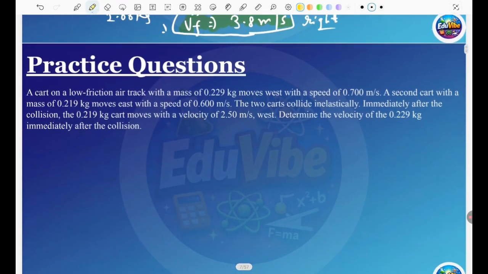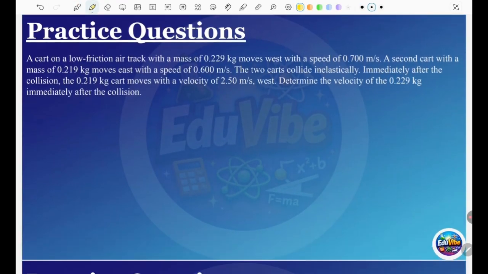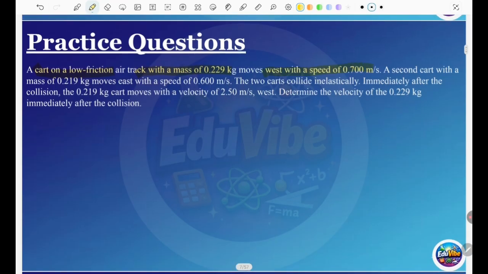So let's move on to the next one. In this question, they mention a cart on a frictionless air track with a mass of 0.229 kg moves west with a speed of 0.700 meters per second. The second cart, with a mass of 0.219 kg, moves east with a speed of 0.60 meters per second. The two carts collide elastically. Immediately after the collision, the 0.219 kg cart moves with a velocity of 2.50 meters per second west. Determine the velocity of the 0.229 kg cart immediately after the collision.